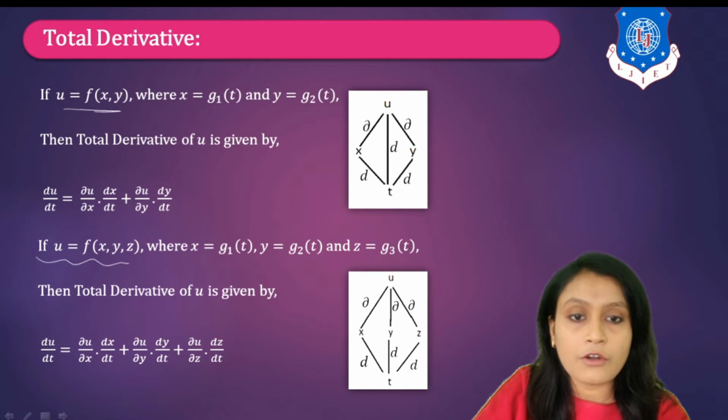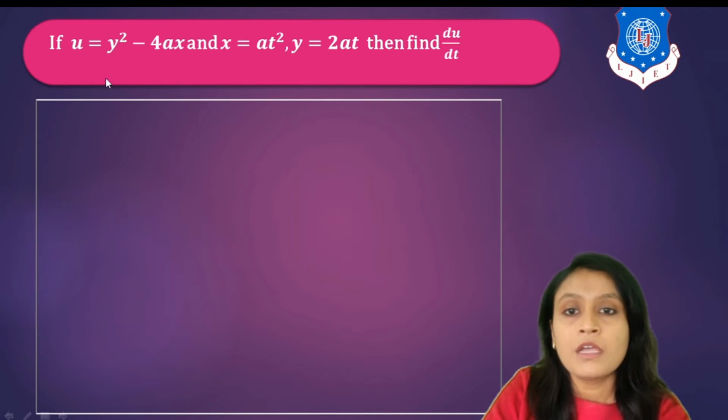Now the formula to find du by dt is what? Firstly we will go from u to x and then to t. So you will get del u by del x into dx by dt plus, now from u to y and y to t, so you will get del u by del y into dy by dt plus, now u to z and z to t. Right? So you will get del u by del z into dz by dt. Correct? Now let's solve an example.